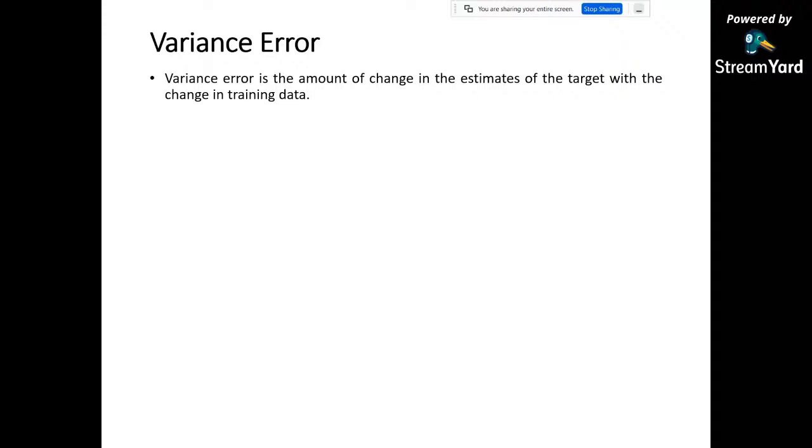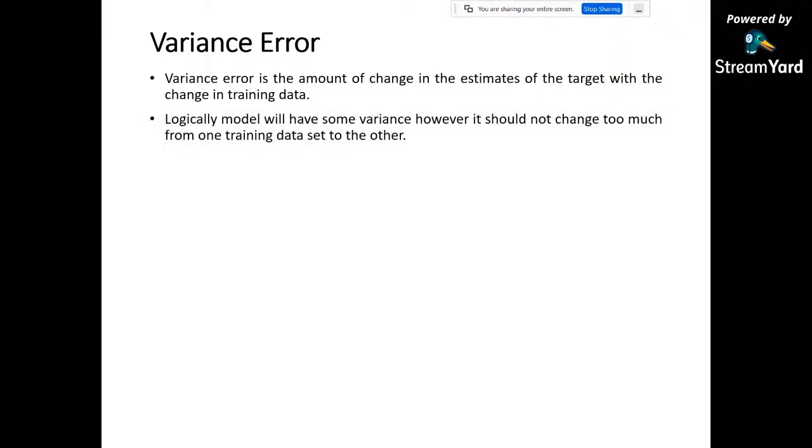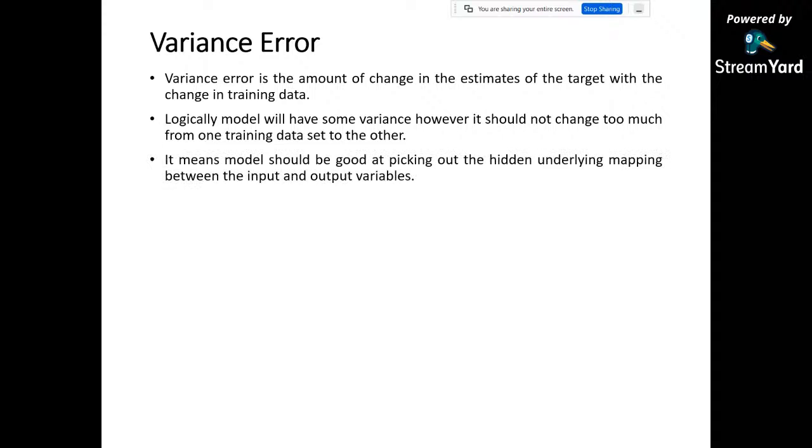So variance error is the amount of change in the estimates of the target with a change in training data. Logically, a model will have some variance. However, it should not change too much from one training data set to another. When you change the sample, the trained model will have some variance, but of course that variance should not be very high. It should not be necessary to retrain the model on every sample. It should easily absorb the sample change.